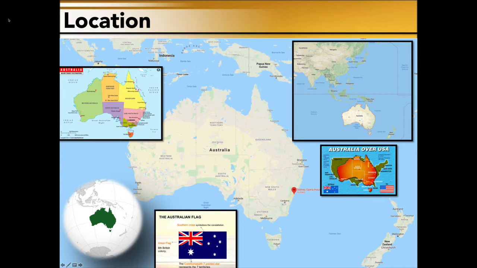Even though it's surrounded by water, it's not defined as an island because it is defined as a continent, making it the smallest continent in the world. The country is comprised of 7 territories.